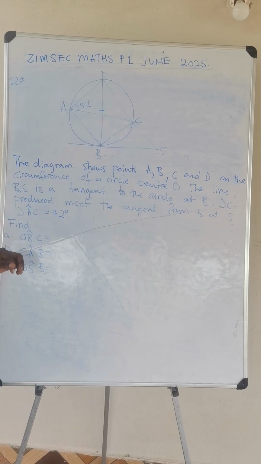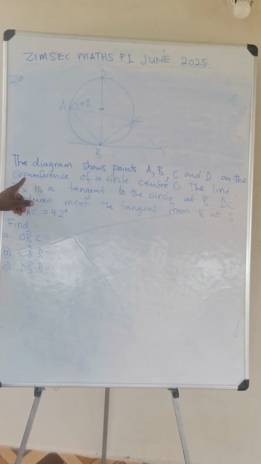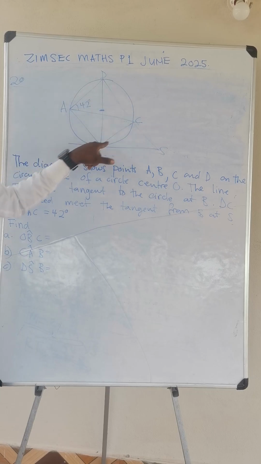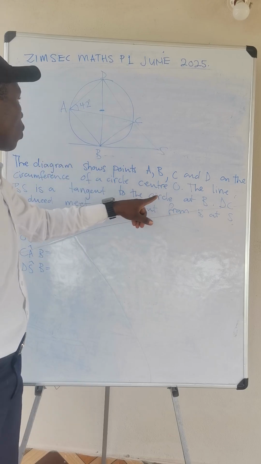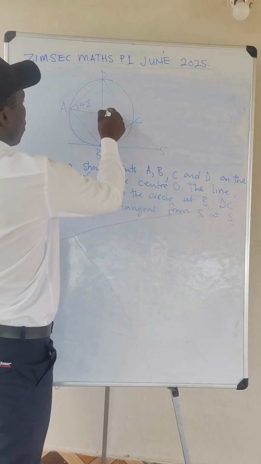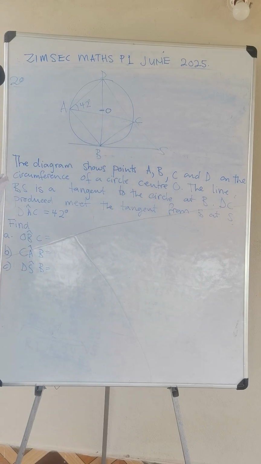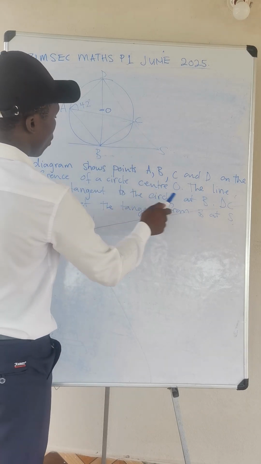Okay, so the question says the diagram shows points A, B, C, and D on the circumference. The distance right around the circle is called the circumference, of a circle center O. So this is the center O. Okay. So the line BS is a tangent to the circle at point B.